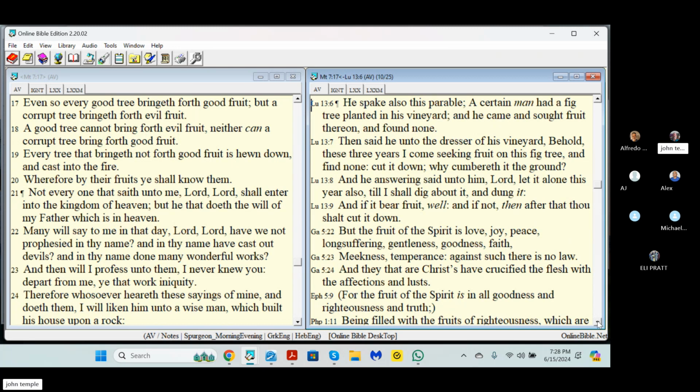I had something written here. I can't find it right now, but there was all kinds of stuff talking about how this is the three years of his ministry. So he's the dresser, okay, and the vineyard is Israel, and the fig tree is the Jews, and they're there now, and it's these three years.